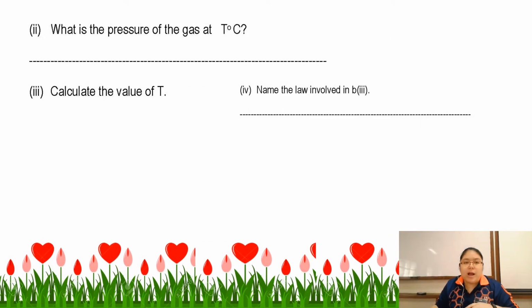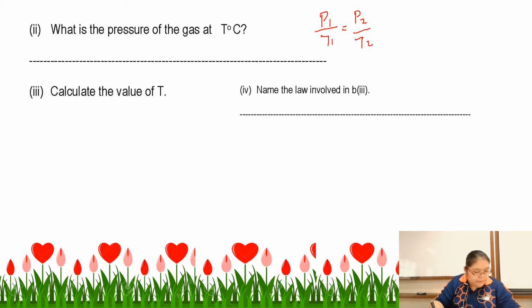Now they ask you what is the pressure of the gas at T degrees Celsius. We don't know how many T degrees Celsius is, so we need to do the calculation. Before that, they gave some info. For this one we need to use the pressure law formula. Let's see the pressure law, so I write first: P1 over T1 equals P2 over T2.